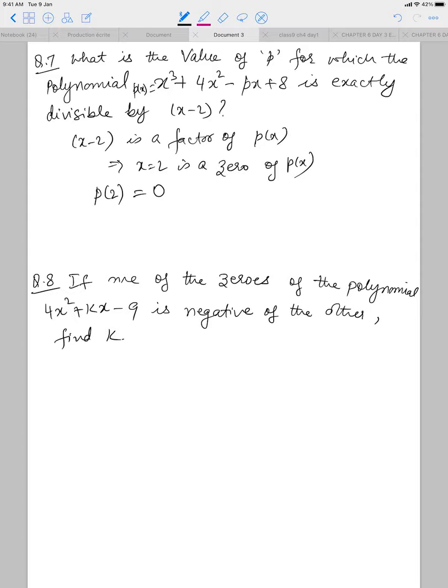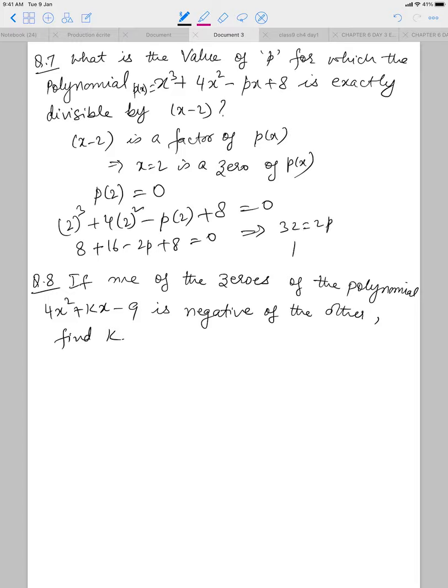So if I put x equal to 2 everywhere, I'll get 2 cube plus 4 into 2 square minus p into 2 plus 8 is equal to 0. So 8 plus 16 minus 2p plus 8 is equal to 0, and this implies 32 is equal to 2p, and so p is equal to 16. So we have got the value of p like this.